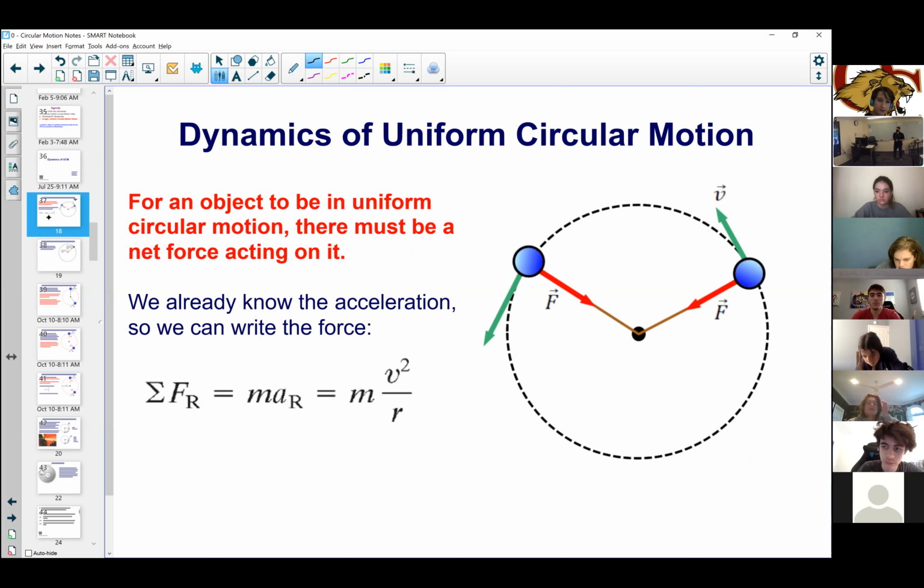Sure. Dynamics of uniform circular motion. For an object to be in uniform circular motion, there must be a net force acting on it. We already know the acceleration, so we can write the force in the equation.